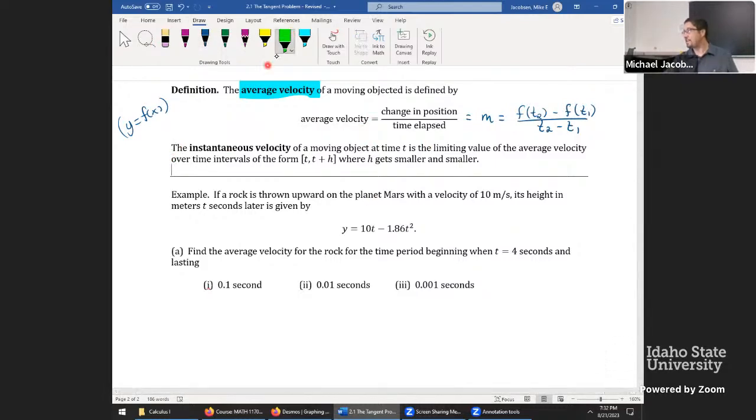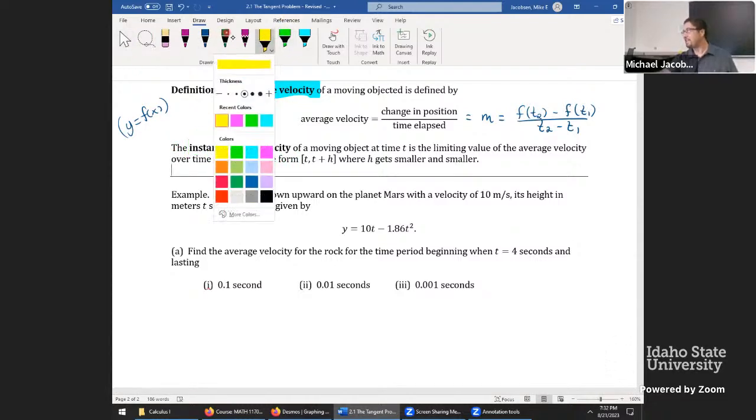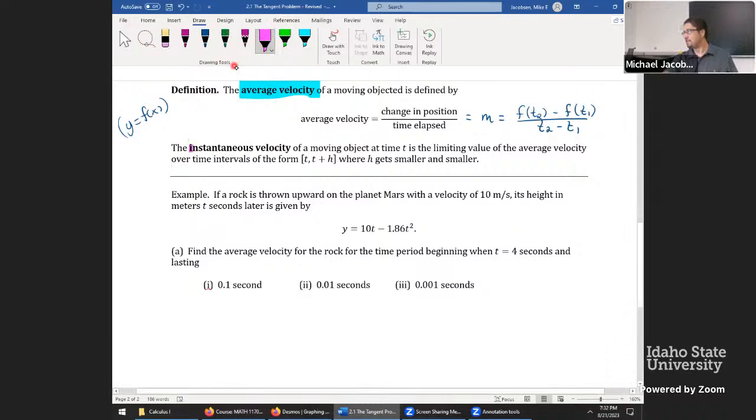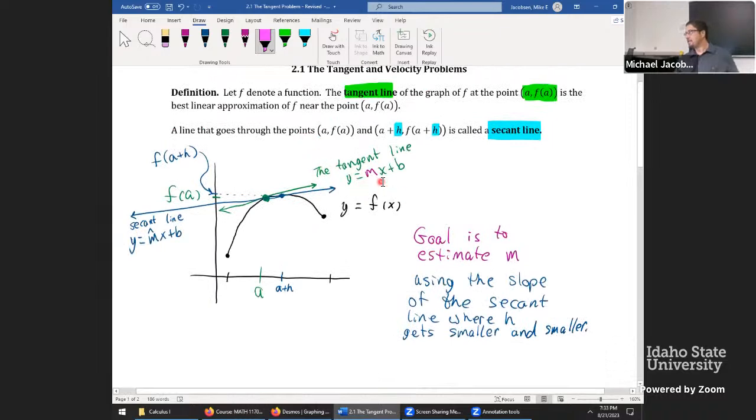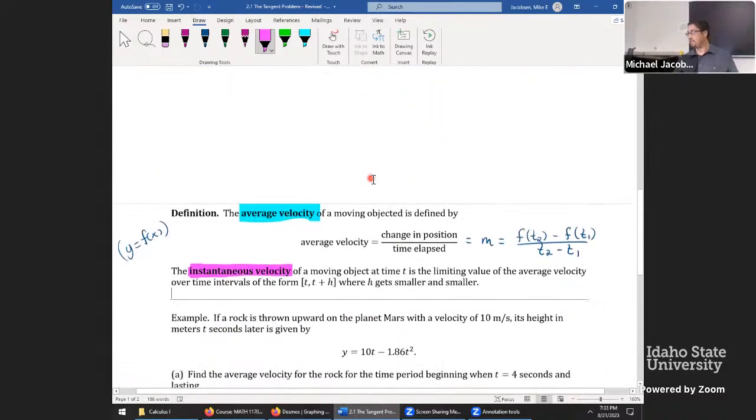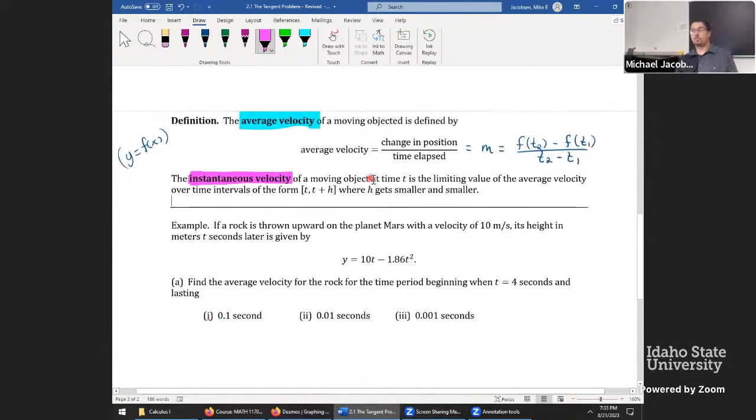And instantaneous velocity, when you see this word right here, think of the m hat. Excuse me, I said that wrong. Think of m. The slope of the tangent line is what we're trying to calculate right here. So where it says m is the slope of this tangent line, instantaneous velocity will be that quantity as well. So that's the setup so far.